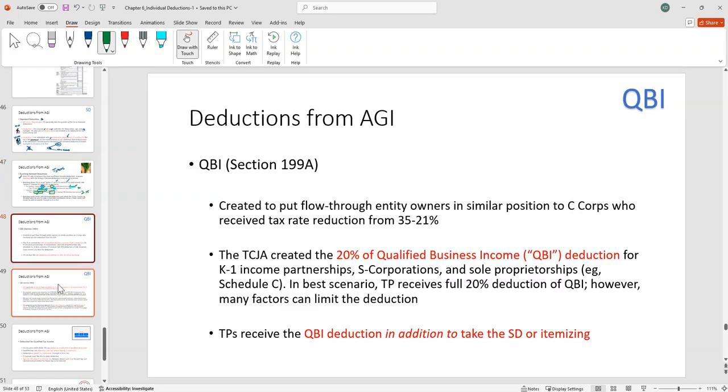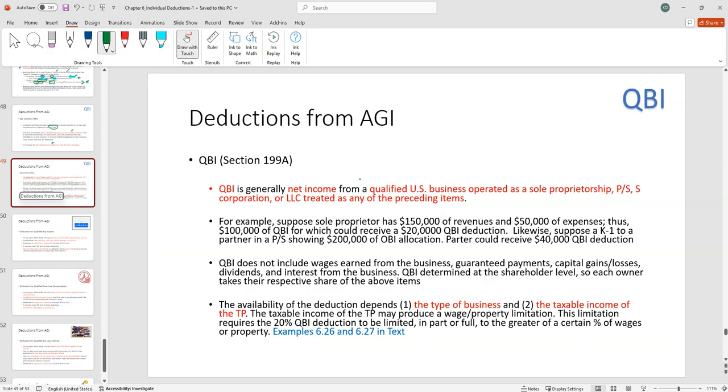QBI, right? We'll talk about this kind of quickly. You don't need to know much about this for the exam. I'd keep it very basic. In the TCJA, they took the tax rate from 35 down to 21% for C Corps. The partnership owners were kind of like, hey, what are you going to do for me? And they gave them essentially this QBI deduction, which more or less is a 20% deduction for flow-through income. It's now going to be inflation adjusted, of course, moving forward, but you can just think of it as a 20% deduction for the right type of income that goes through. You get that on top of the standard deduction or itemize, right?